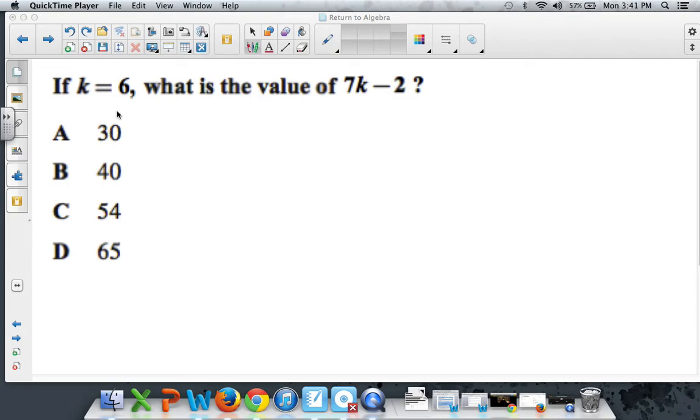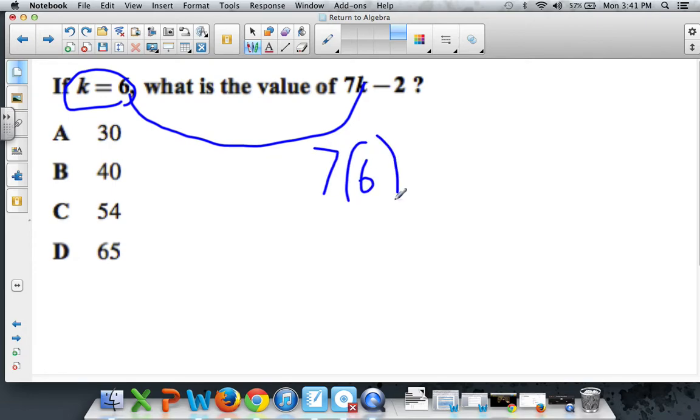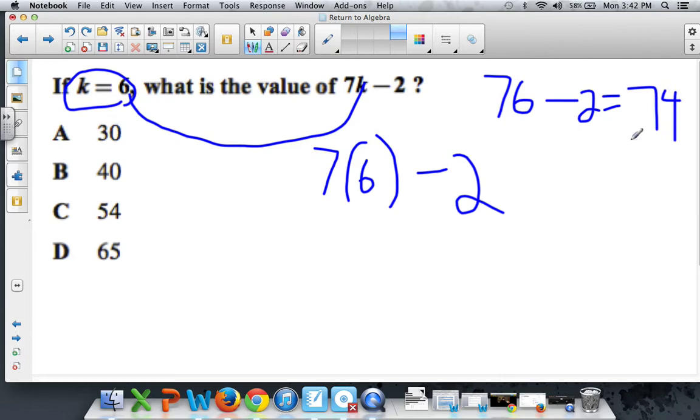Here we go. If k equals 6, what is the value of 7k minus 2? Don't freak out. This is where you take the k equals 6 and you plug in that 6 for k. That would give you 7 times 6 minus 2. Now be careful that when you put in that 6, you don't think that it magically means, oh, there's a 6 for that k and there's a 7, so that's 76. Yeah, 76 minus 2. That's easy. That equals 74. All right, let me circle 74.